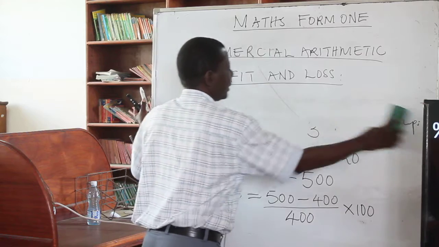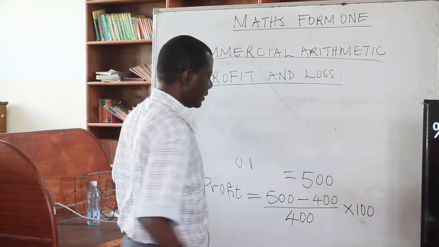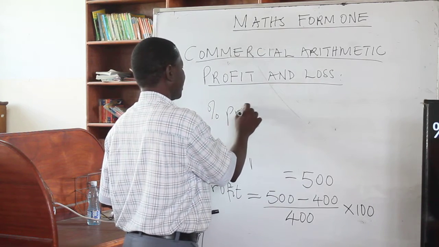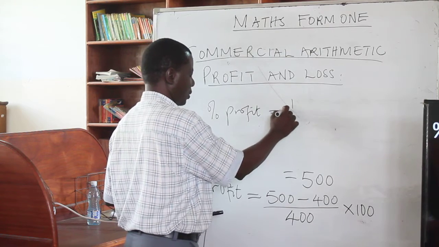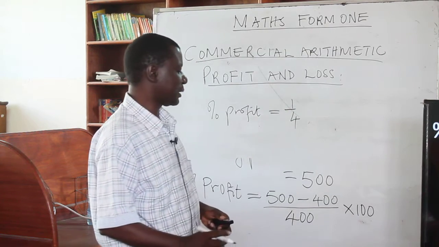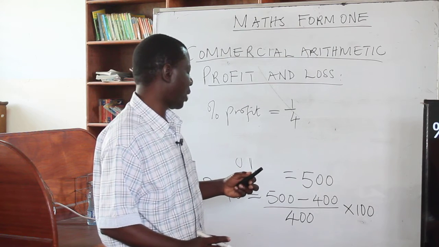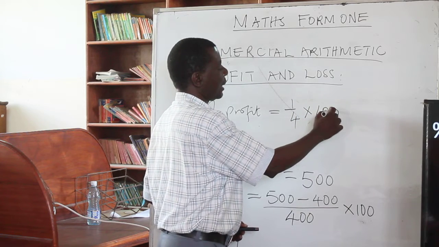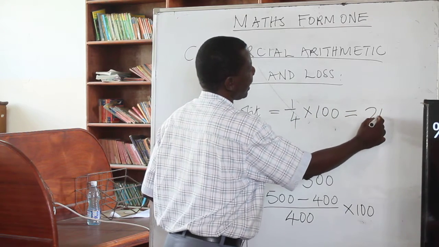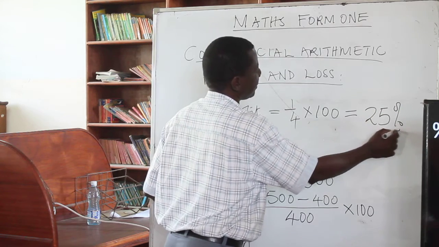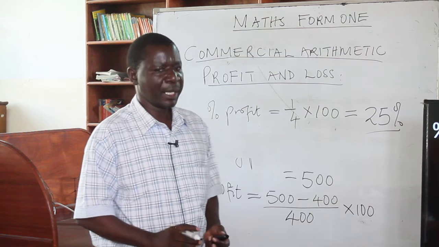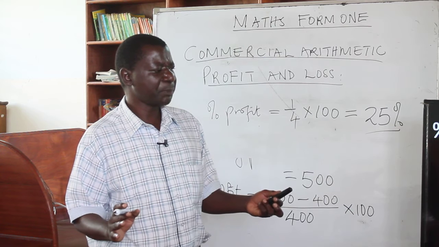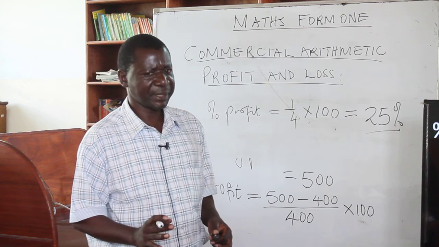So dividing that, we get it as a quarter. So the percentage profit will be equal to a quarter, because 500 minus 400 gives us 100. Divided by 400 gives us a quarter, multiplied by 100. That is going to give us 25%. So in other words, the percentage profit is going to be 25%.